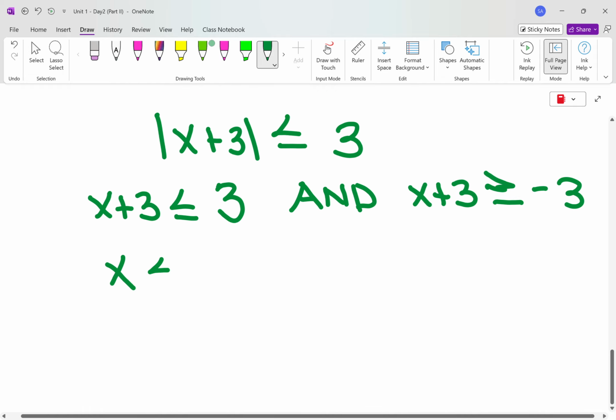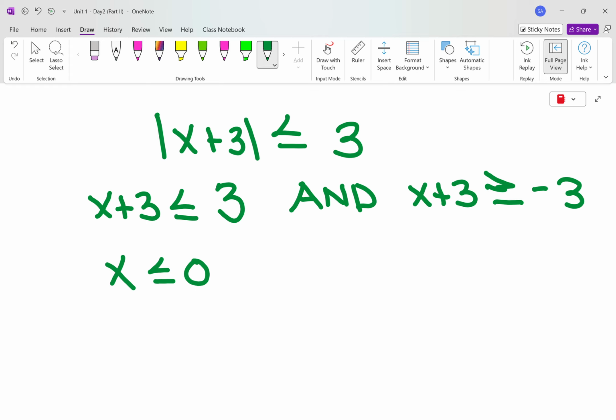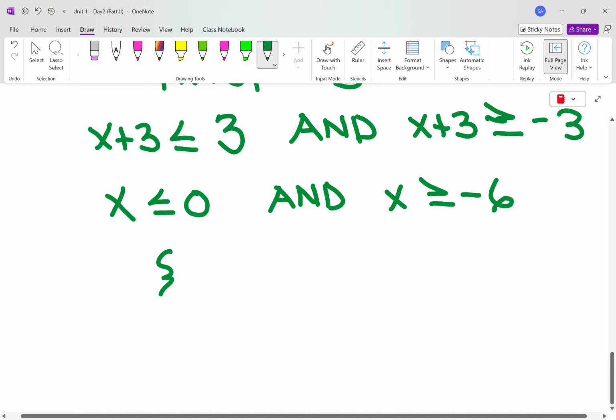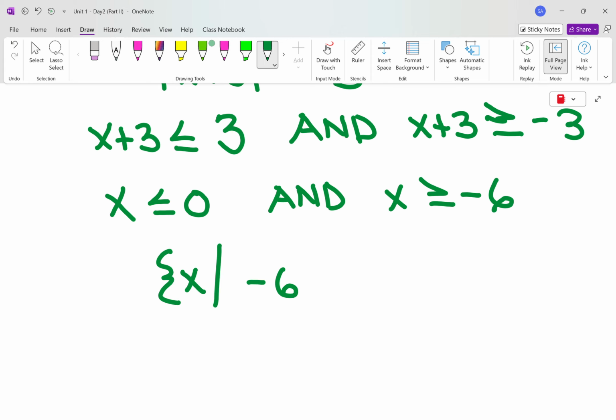And then we solve. So we're going to have x is less than or equal to 0. Is it okay that that number is 0? Yeah, absolutely, that's fine. And x is greater than or equal to negative 6. So if we're going to write this as a solution set, you always put x such that, pick the smaller number first, which is negative 6, is less than or equal to x, which is less than or equal to 0.